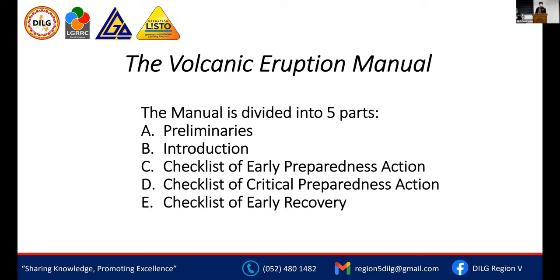Also, we have the checklist for early preparedness action kung saan makikita natin all of the preparedness interventions that we can utilize, no, to further improve our preparedness actions when it comes to volcanic eruption. Also, yung dito sa second to the last parts, the checklist for critical preparedness actions, dito naman nakalagay yung mga dapat gawin ng mga task groups na in-recommend namin na ma-create before, during, and after volcanic eruption. And last but not the least is the checklist of early recovery. Ano nga ba yung dapat gawin when it comes to volcanic eruption? Ano yung mga dapat natin na i-prepare for early recovery and rehabilitation?